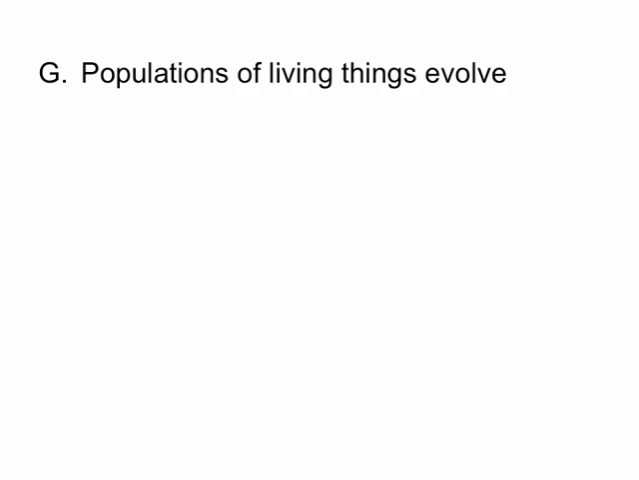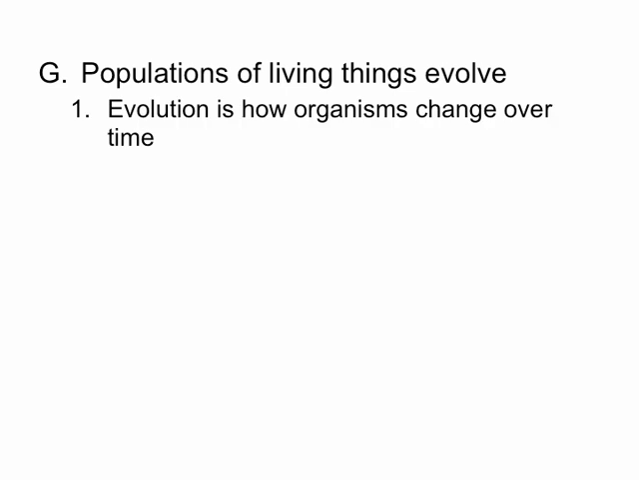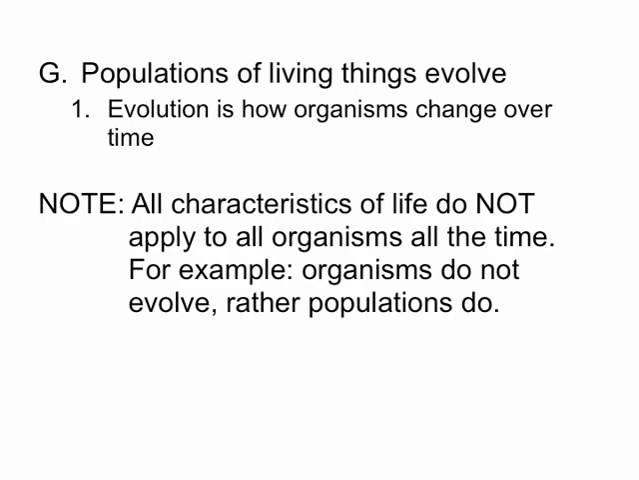Populations of living things have the ability to evolve. Evolution is how an organism is going to change over time. And then there's a little note on here that says all the characteristics of life do not apply to all organisms all of the time. For example, an organism does not have the ability to evolve. Rather, a population does.